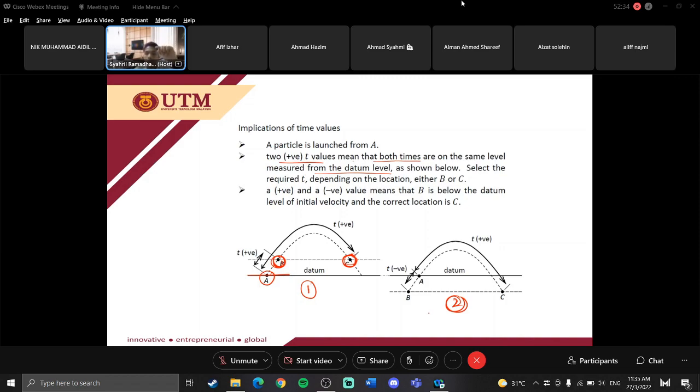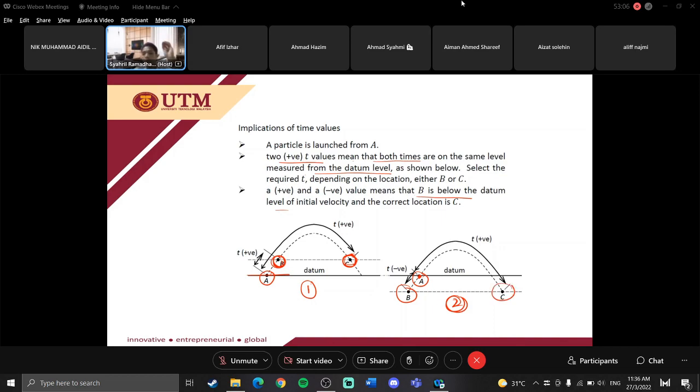And for the second diagram, you will obtain one positive time and one negative time. What does this mean here? Let's say a particle is launched from point A. This is the starting point, your reference point, point A. So what does it mean when you get negative and positive? Negative means that B is below the datum, so the negative time refers to point B, and the positive time refers to point C.